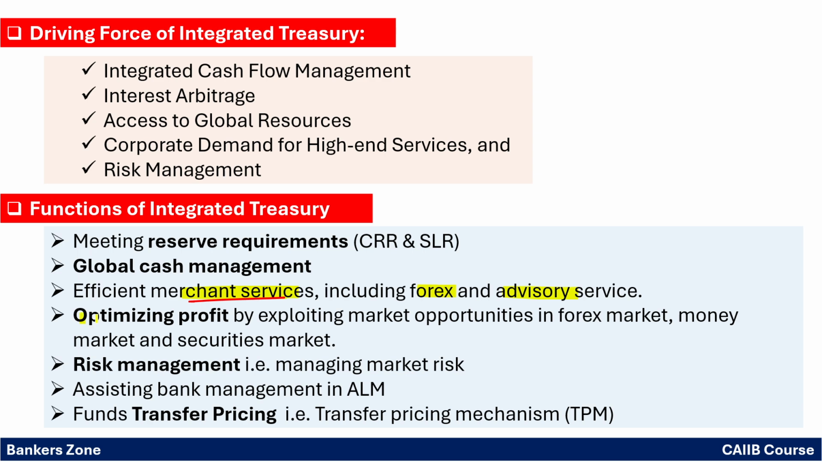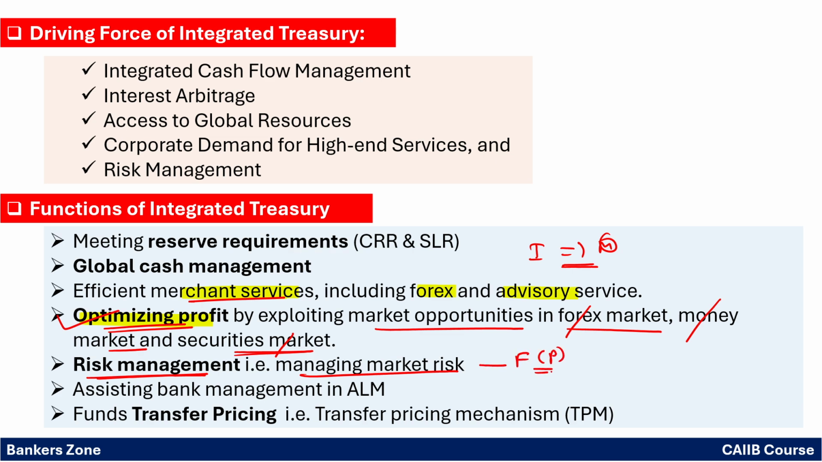Then optimizing the profit by exploiting the market opportunity in forex, money market and the security market. So obviously, how will integrated treasury earn the profit? Simply they will invest and they will earn more, right? Simply investment into the different markets. It can be the money market, security market or the forex market. Treasury earns the profit. Then risk management, very important. That is, managing the market risk. What is market risk? Fluctuation in the prices is referred to as the market risk.